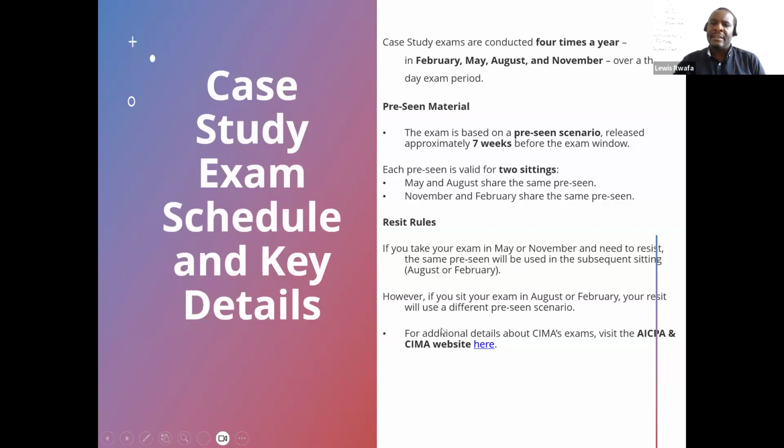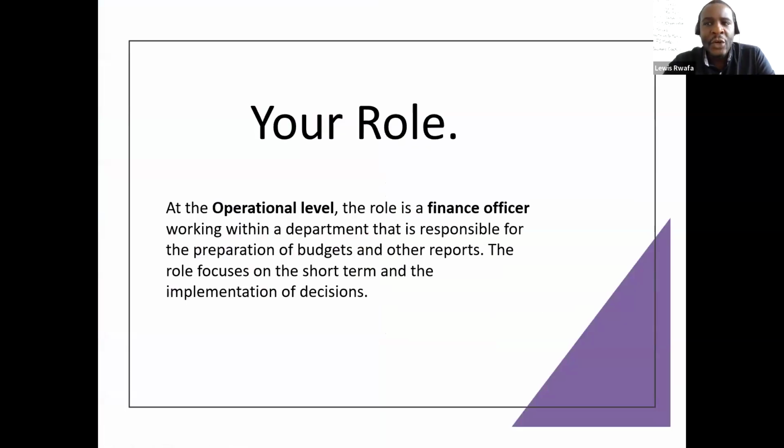Receipt rules, that's exactly what I just mentioned now. So for more information, just go and see there. Right, your role at operational level.